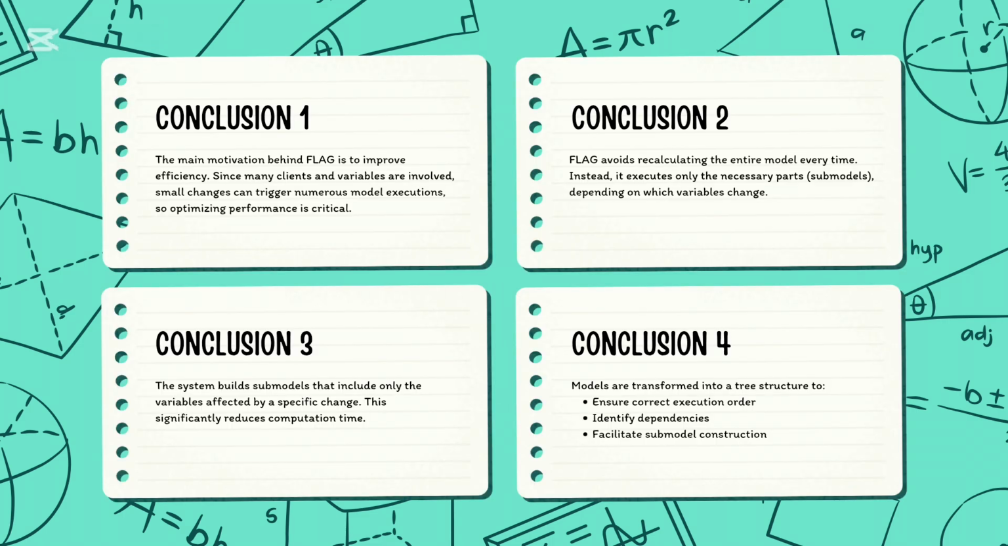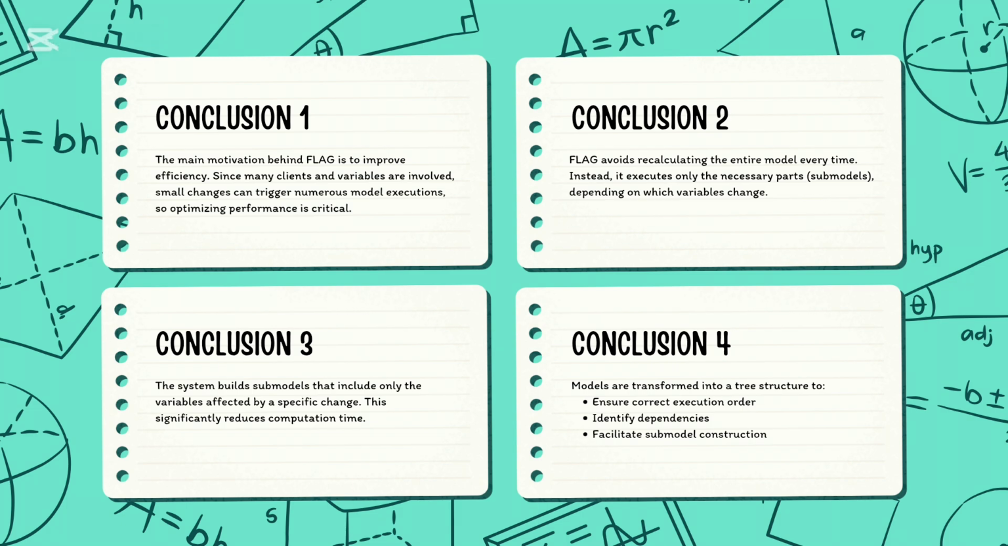Conclusions from the text. The text describes the design and operation of the FLAG system and leads to several key conclusions. First, computational efficiency is essential. The main motivation behind FLAG is to improve efficiency, since many clients and variables are involved. Small changes can trigger numerous model executions. Optimizing performance is critical.